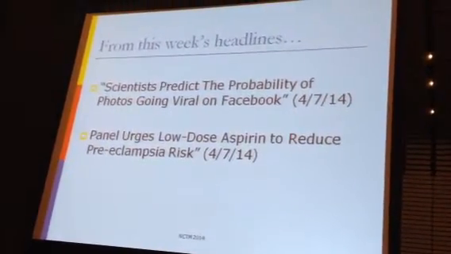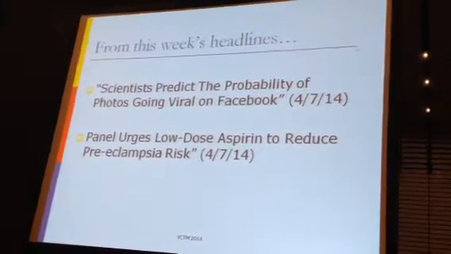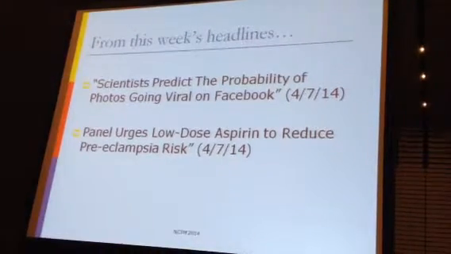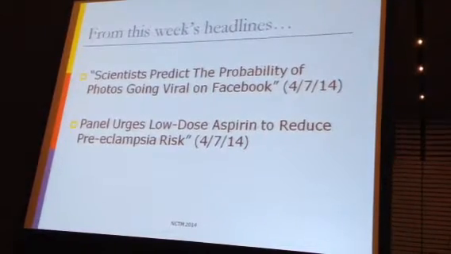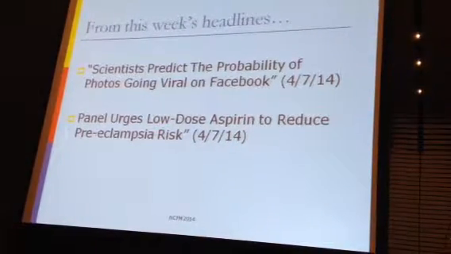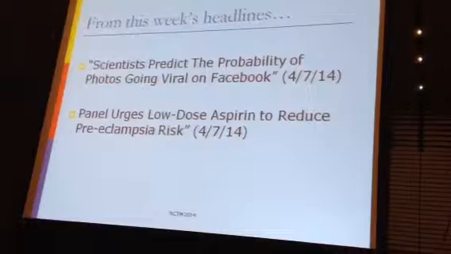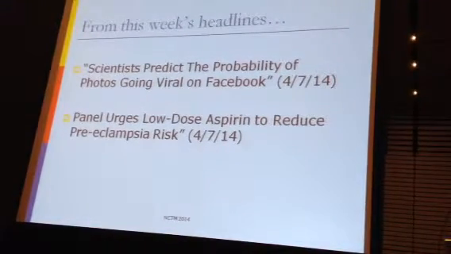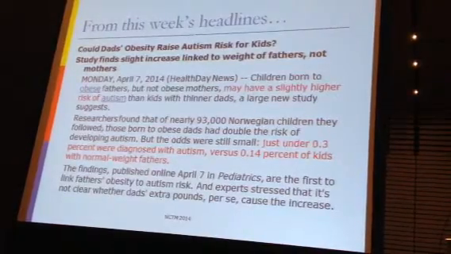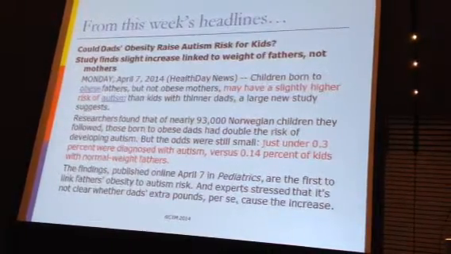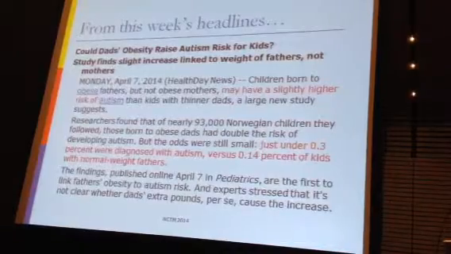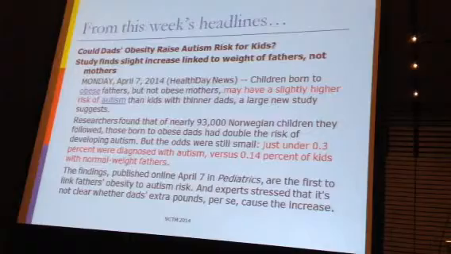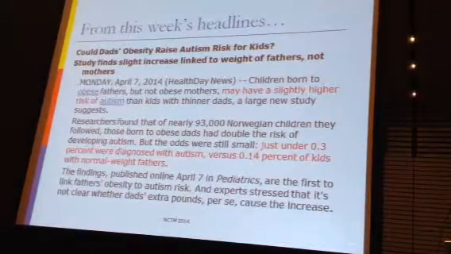There were a number of headlines that were related to risk, where probability was cast in terms of risk. So here, a panel urges low-dose aspirin to reduce preeclampsia risk, which is not a side effect of pregnancy, but a problem that sometimes occurs in pregnancy. And then a couple others. This was one from Monday. Could dad's obesity raise autism rate for kids? Study finds a slight increase linked to weight of fathers, not mothers.